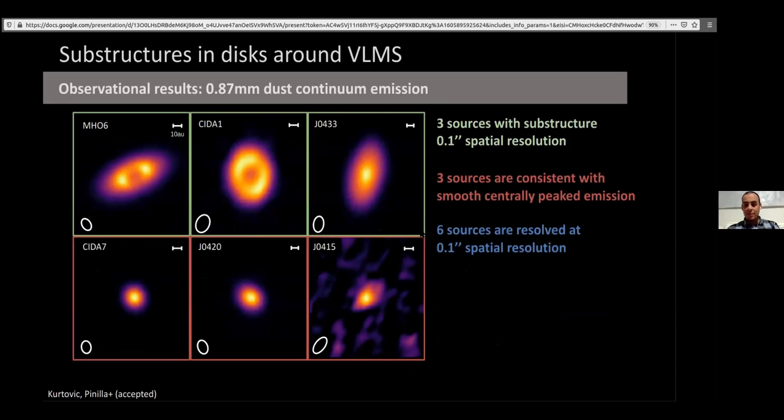And again, we have these 6 disks. There are 3 that are a bit more extended, so we can directly detect substructures in them. And then we have 3 that are more compact. Since their sizes are comparable to the beam size, to really describe the emission in them, we need to go to the visibilities.